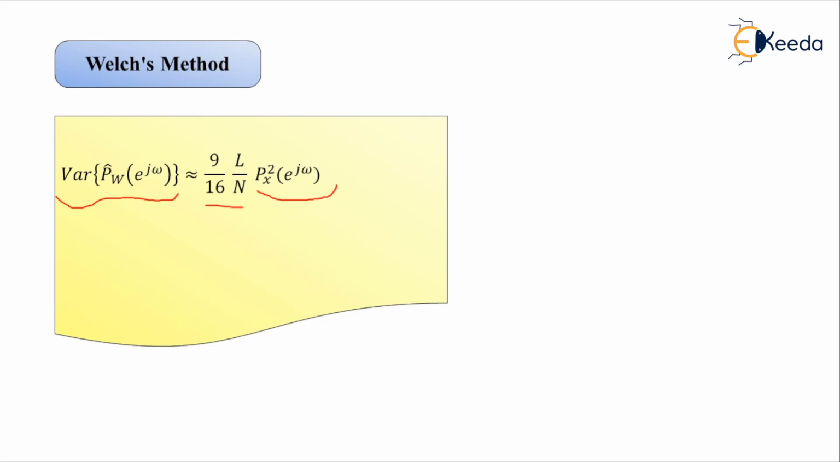Now we know that N upon L, the inverse of the same, is the number of sections used in Bartlett's method, the earlier one, so we can get it to a new form where we write the relation between the variance of the current method, the Welch estimate, and that of the power spectrum estimation by Bartlett's method. On the left hand side we find the variance of the power spectrum estimate by Welch's method approximated to 9 upon 16 times the variance of the power spectrum estimate of Bartlett's method here.